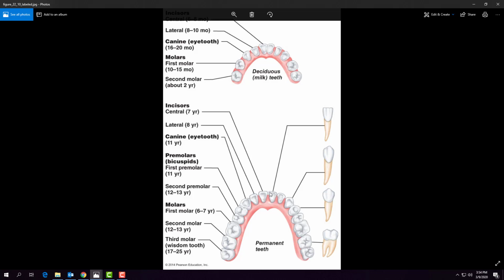And so we have altogether 8 incisors. So we have 4 on the bottom, 4 on the top. We have 4 canines. We have 2 on the bottom, 2 on the top. We have 8 premolars.